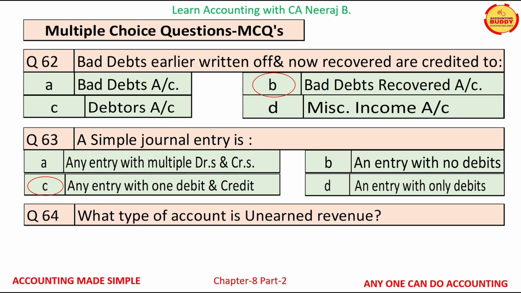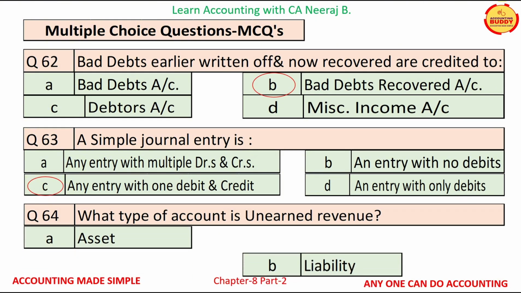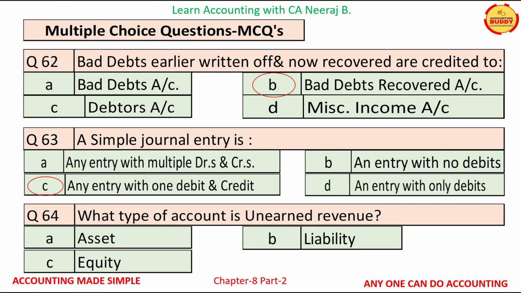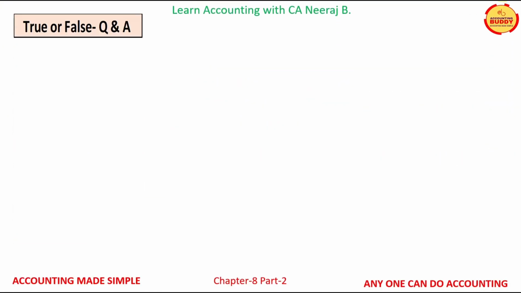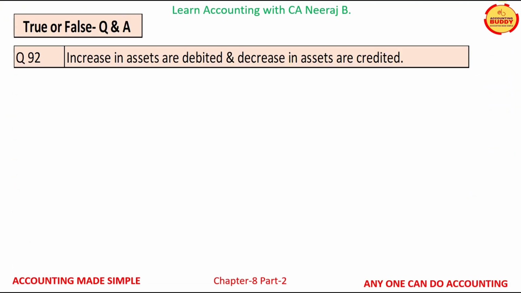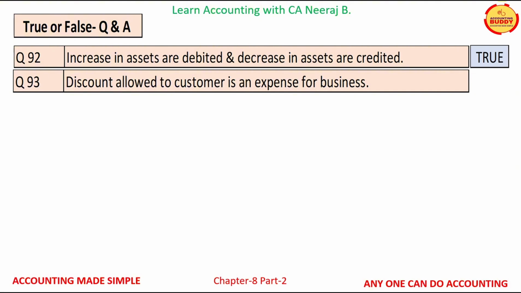Question number 64 is, what type of account is unearned revenue? And the options available are option A, asset, option B, liability, option C, equity, and option D, revenue. And the correct answer is option B, liability account. Question number 92 is, increase in assets are debited and decrease in assets are credited. This is a true statement. Question number 93, discount allowed to customer is an expense for business. This is a true statement.